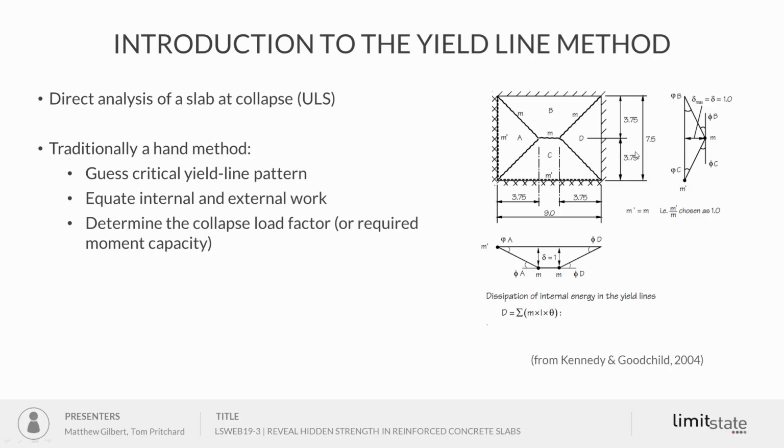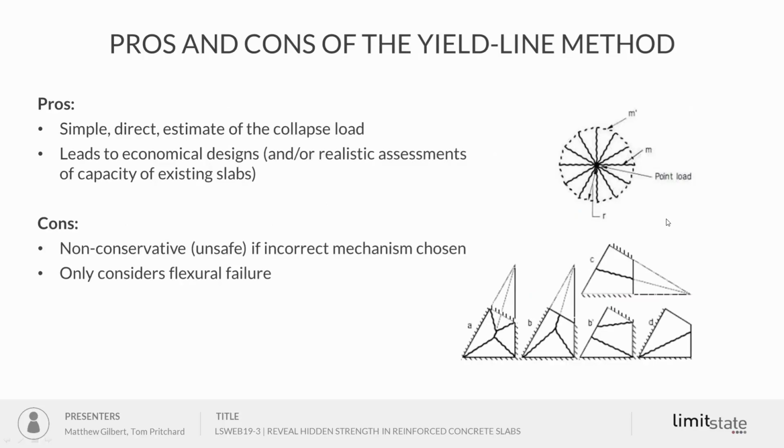So pretty simple calculations. That's the clear benefit of it. Another key benefit is that you tend to obtain much more economical designs than if you use elastic methods, or in an assessment context, you can reveal hidden strengths of capacity in the existing slab. The downside is, if you're working with a hand method, it's unconservative if you choose the wrong mechanism. So if you miss that critical failure mechanism, you're going to overestimate the true collapse load.